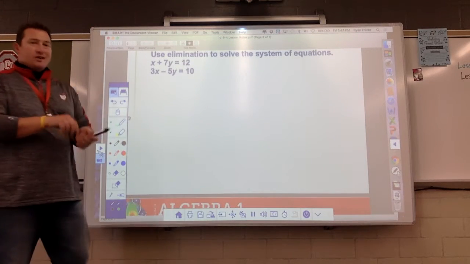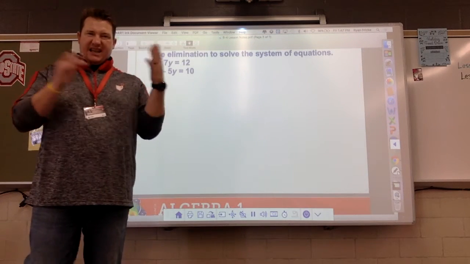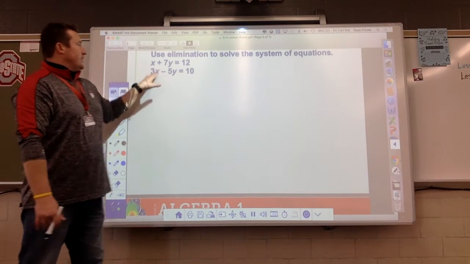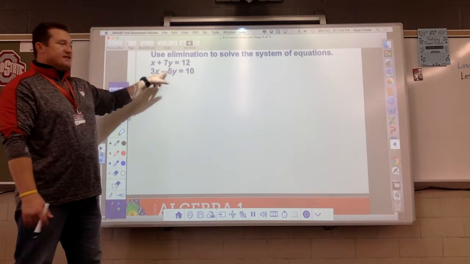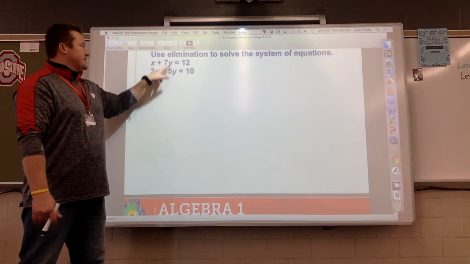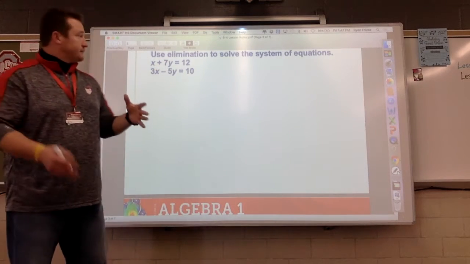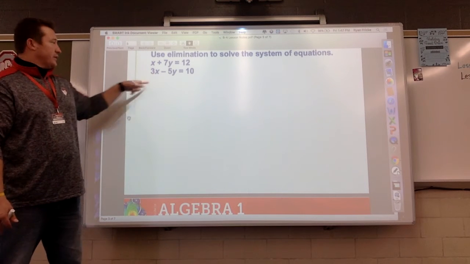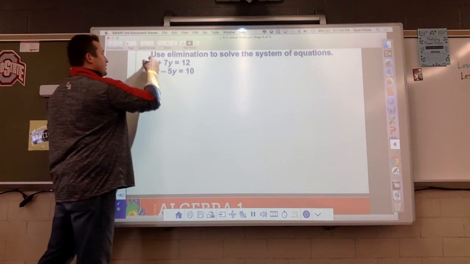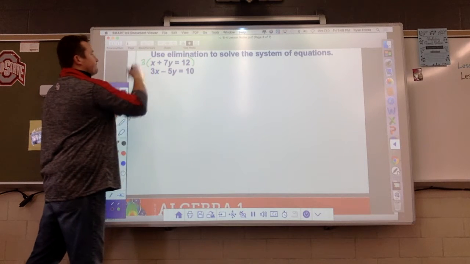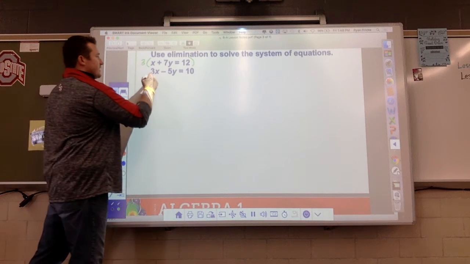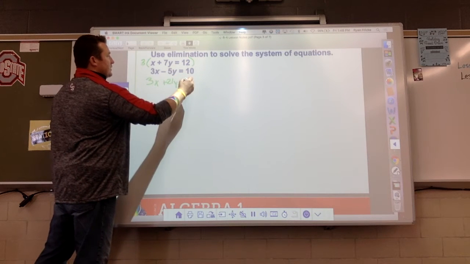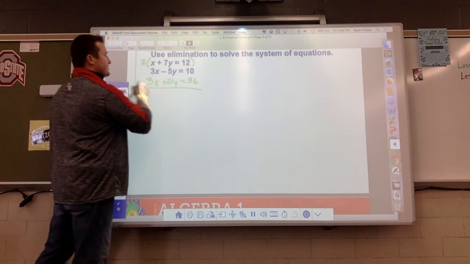Eventually, guys, we're going to stop solving and we're just going to multiply and get to step 1. But for now, we're going to go all the way through. So, again, make a smart math choice. It's not a good math choice to try to make 7 and 5 turn into the same number. Right? Much easier for me to make this 1x into a 3x. Okay? And that's what I'm going to do. I'm going to multiply here by 3. Okay? So this is going to turn into 3x plus 21y equals 36.